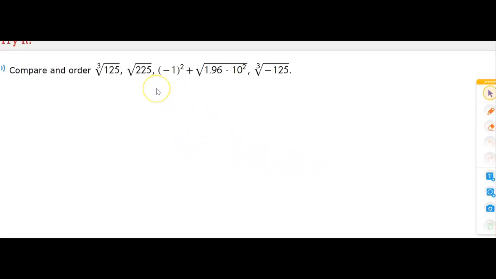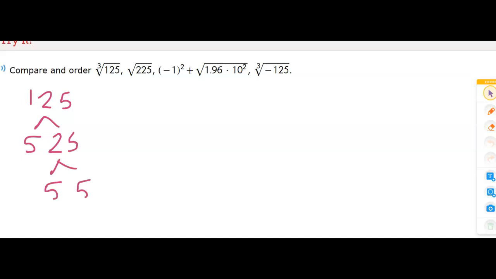Now we would do the same here, compare and order this time. So we're going to find the value of each of the values. So the cube root of 125. I'm just going to take the 125 and find the prime factors. So 5 times 25 is 125. Then 5 times 5 is 25. So this happens to be a perfect cube.